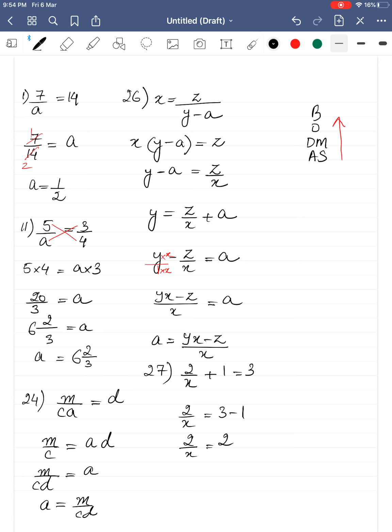Now x is in the denominator, so I will take the x and multiply it by 2. Since it was divided earlier, it will multiply now. Now I can move the 2. Since 2 is multiplied, it will divide here, and my answer is, after simplification, 2 ones are 2, 2 ones are 2, my answer is x is equal to 1. Alright, let's try question number 40.